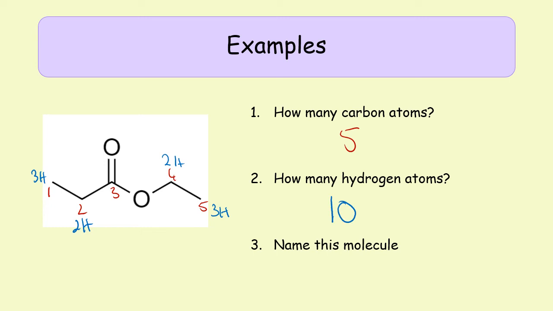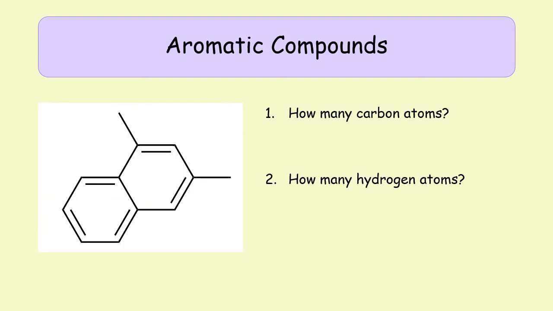Now with this molecule, that group in the middle makes it an ester. So esters always go something-yl, something-anoate. And if we break it down, we've got 2 carbons coming off the oxygen. So that's going to be ethyl for 2 carbons. And then we've got 3 carbons on the side that's got the carboxyl group on it. So that is propanoate. Ethyl propanoate.